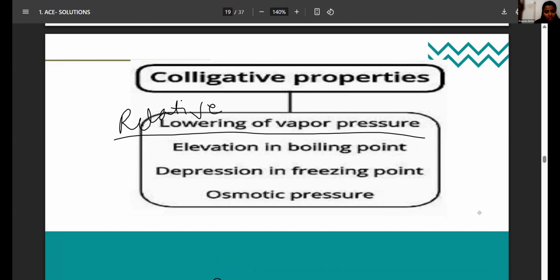Next one is depression in freezing point, elevation in boiling point. Then you have something called osmotic pressure.